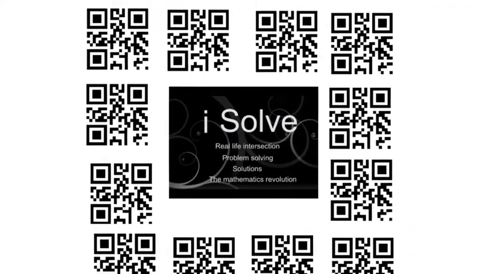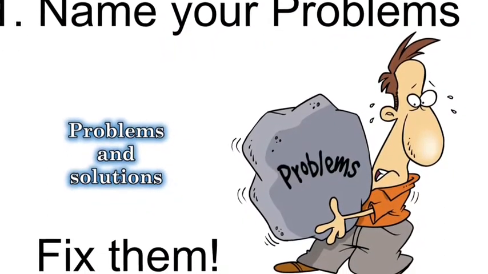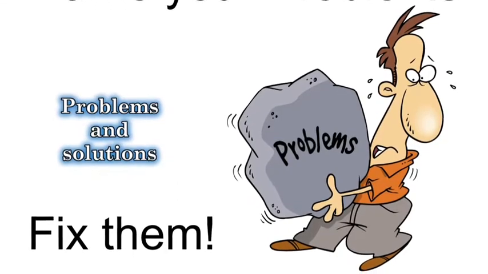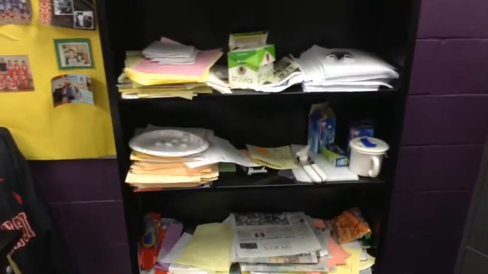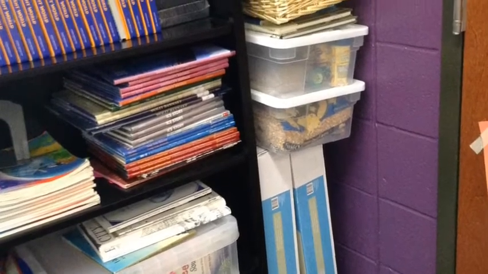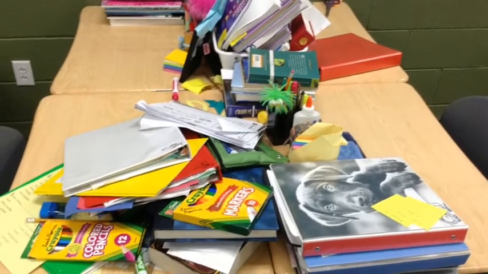The first component is naming your problems. A few years ago, I looked around my classroom and I started to notice a lot of problems, such as clutter, out-of-place items, and even items I didn't need in my classroom at all. The biggest step I needed to do was to recognize the problems and make note of them. It was important that I did this so that I could start to move forward.